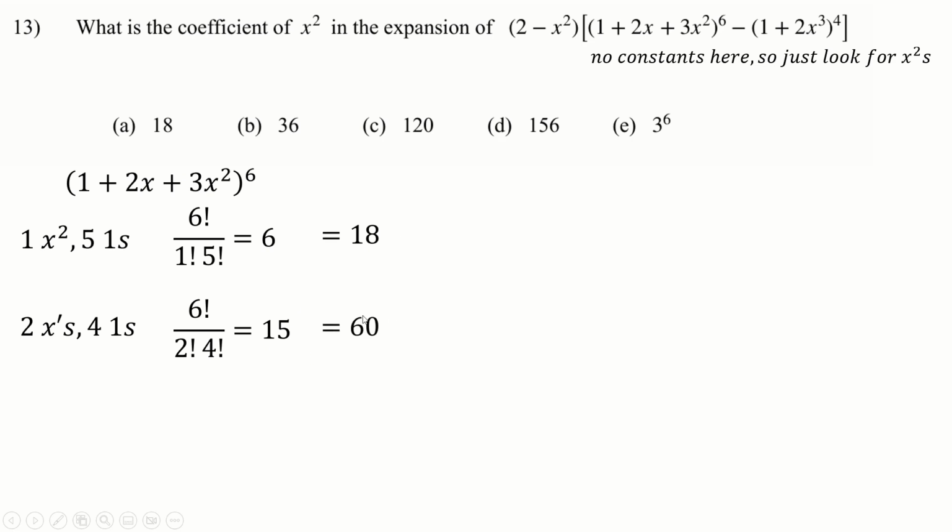Add up those 2 options and you get 78. That's how many x squareds are in here, times it by 2 for the final answer, which is 156. I already said that other one has no x's to provide, so it can be ignored.